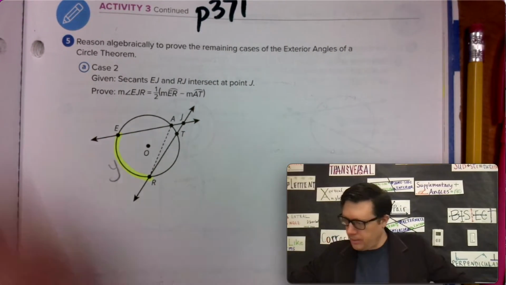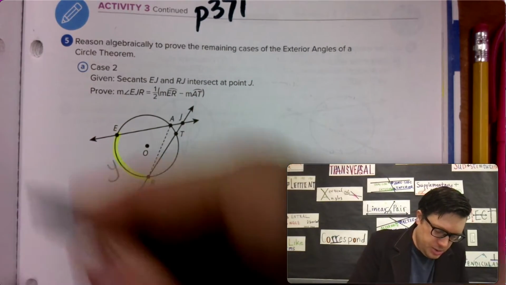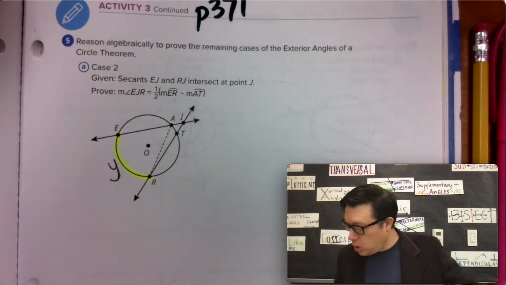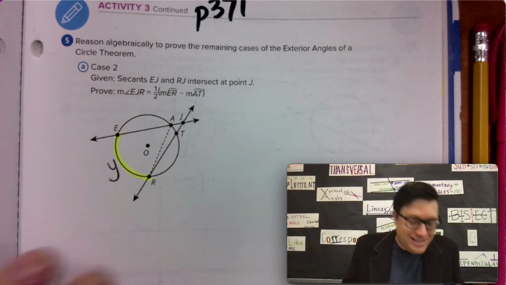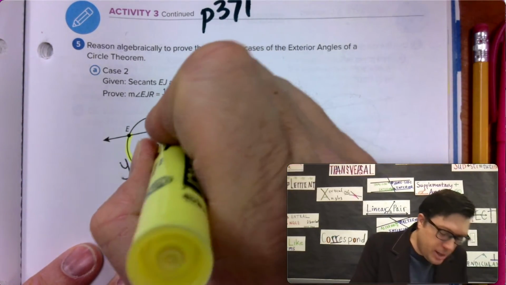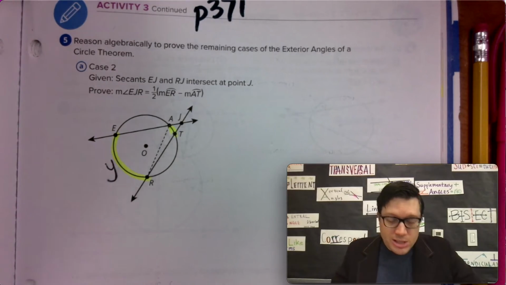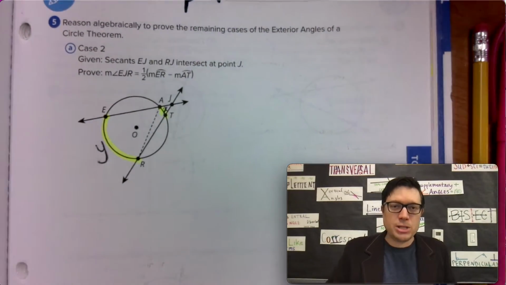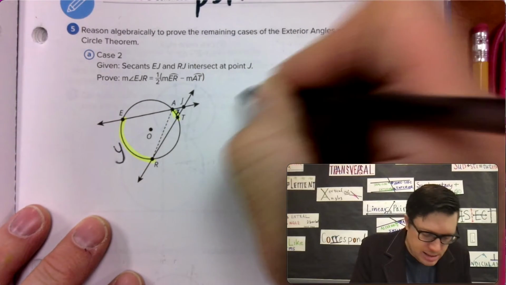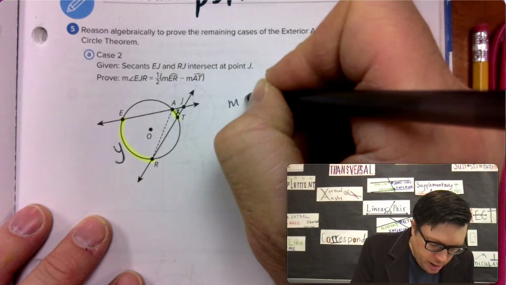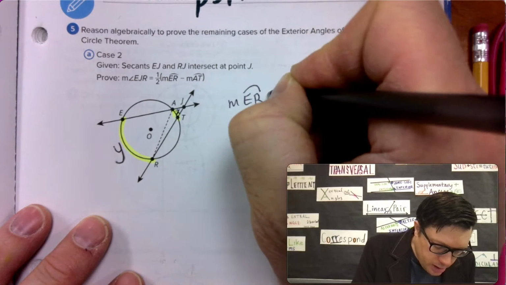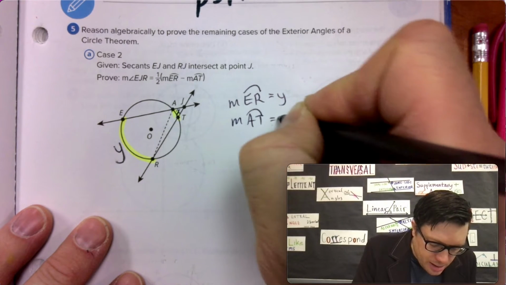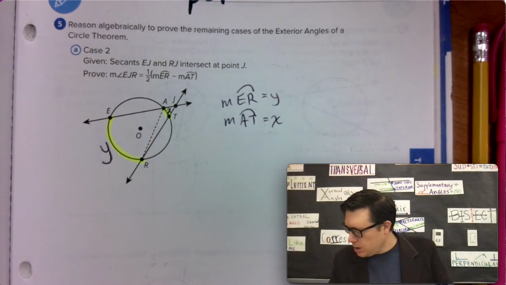I think I need a better pen. Let's use black, this darker ink color. There we go. And let's also call the measure of arc AT, I don't quite know what its measurement is, but we're going to need to reference it because this theorem is all about what we get to label. So I'm going to write up here, make a list: the measure of arc ER is Y, and the measure of arc AT is X. That's our setup.